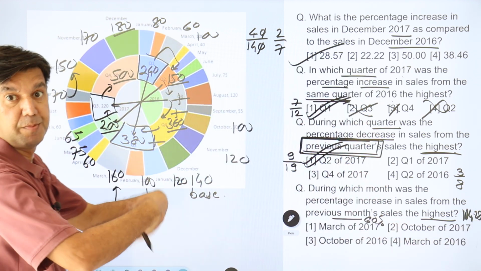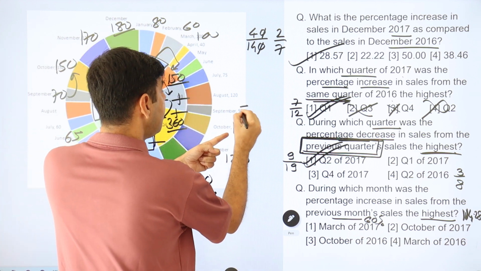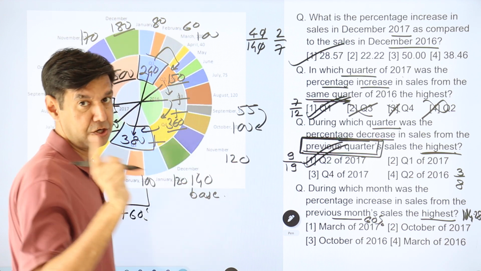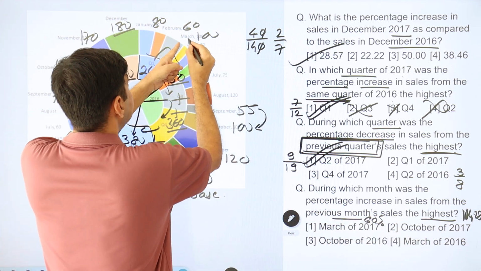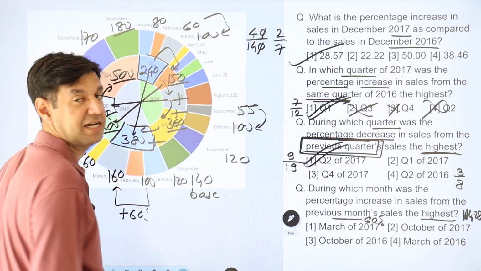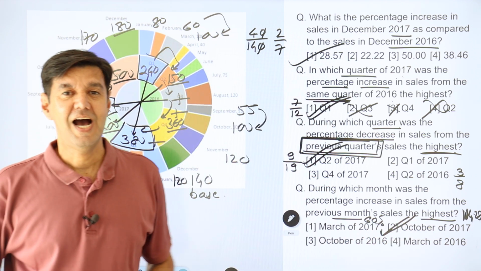Quickly check. Has it more than doubled in any year? October of 16, 55 has become 100. It's not doubled. March of 16, 60 has become 100. It's not doubled. So obviously October of 17 had the highest increase.